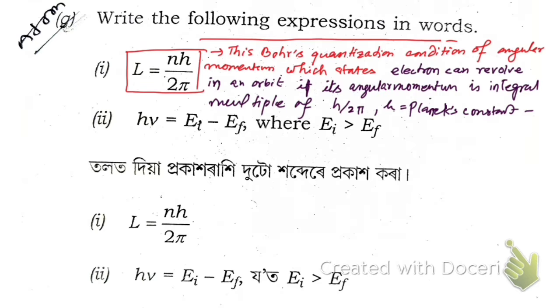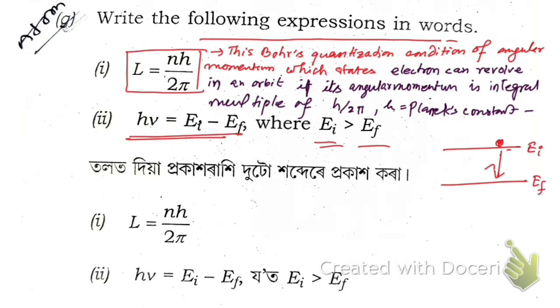Now you see what the second expression says. If an electron in a higher energy level, let me take this as EI, where EI is greater than EF, jumps from the higher energy level to the lower energy level EF, then it will radiate energy which is equal to h nu, right? So that is what it says. So how to write this in words? Let me write here.